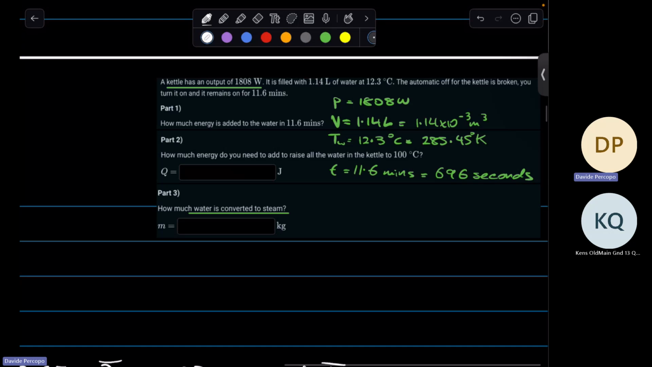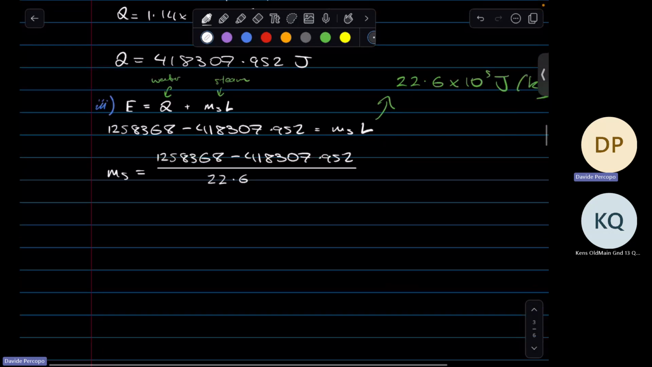Because the kettle has a certain power and it's on for 11.6 minutes, how much energy is being transferred to the water? Assuming there's no energy loss in heating the kettle material. I don't know.